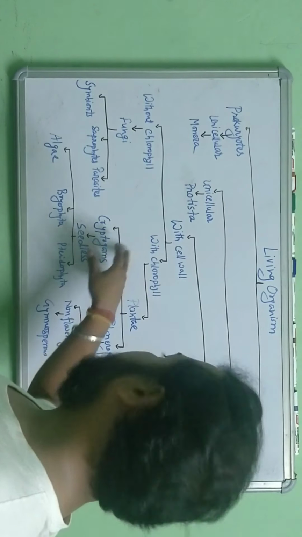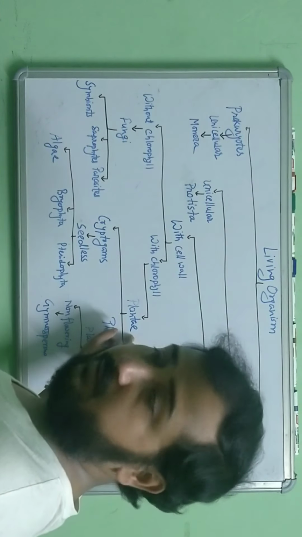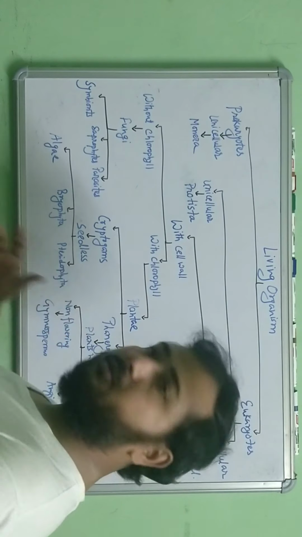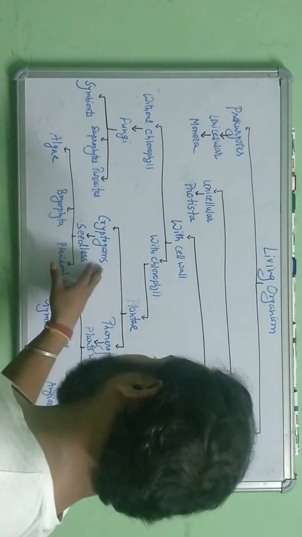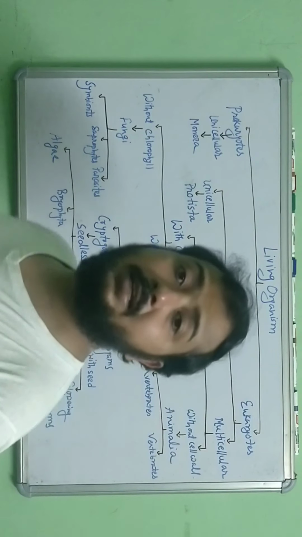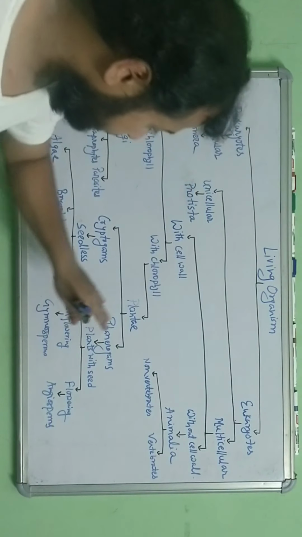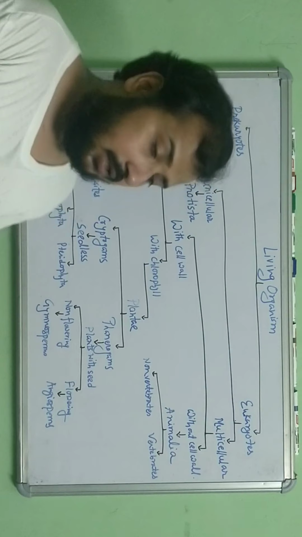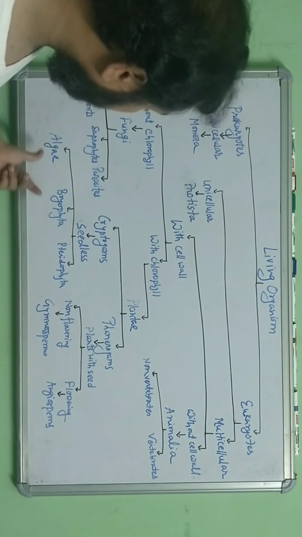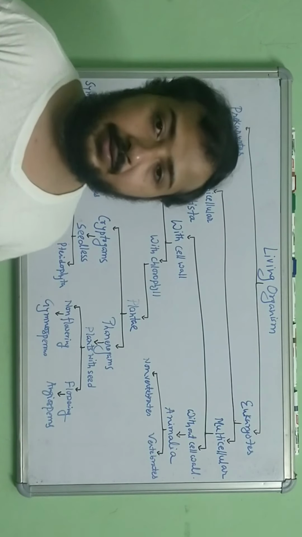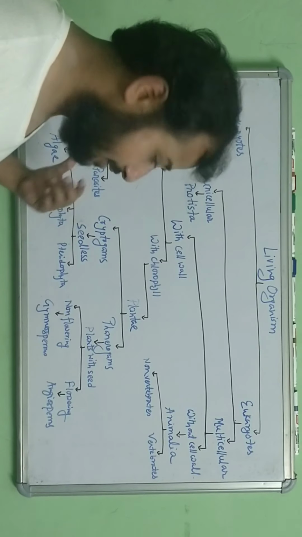Now with cell wall, the plant kingdom comes under this. Now these plants, again two categories, cryptogams and phanerogams. Cryptogams means seedless plants and phanerogams means with seed. Now seedless plants: algae, bryophytes and pteridophytes. So mosses, ferns and algae all come.